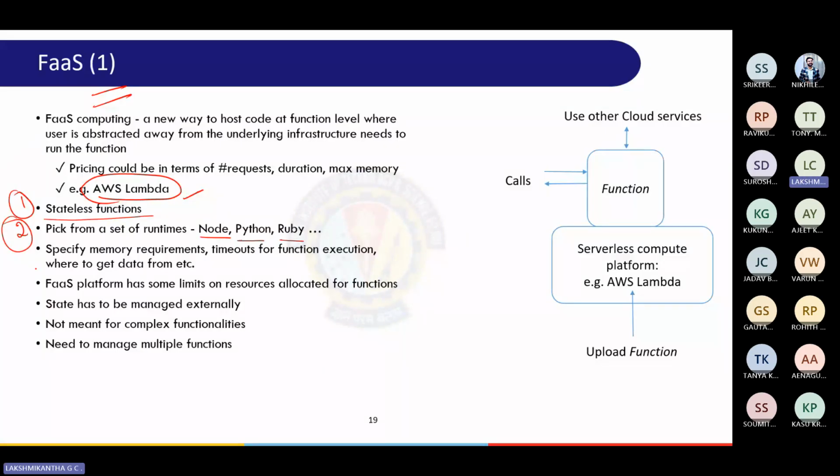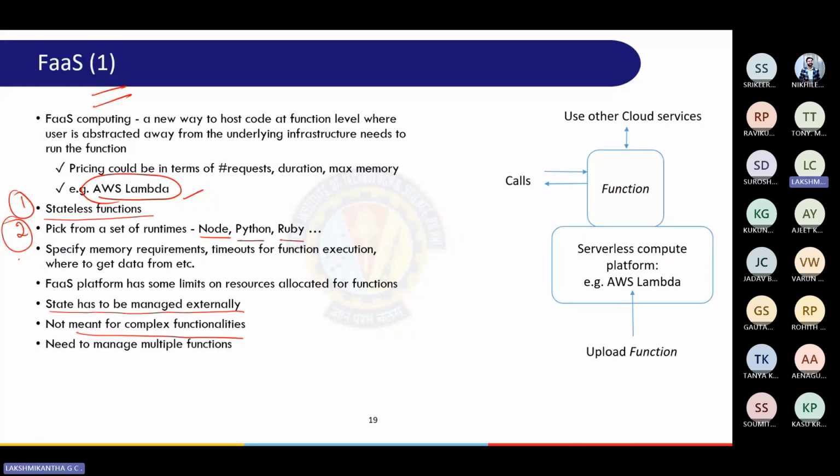FaaS platforms have limits on resources and execution durations, so the state has to be managed externally in a database or a file store. They are not meant for complex, long running functionalities like a huge hour-long batch MapReduce job. They are best for microservices and also event handling.